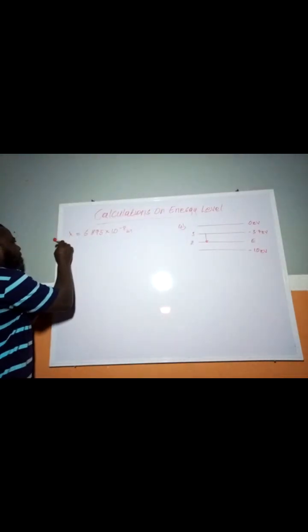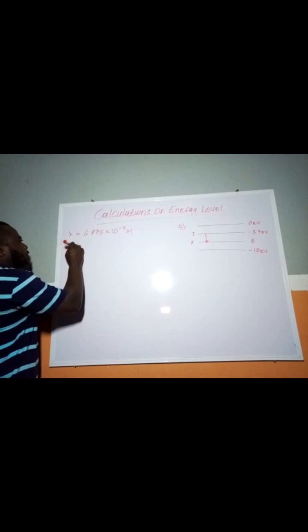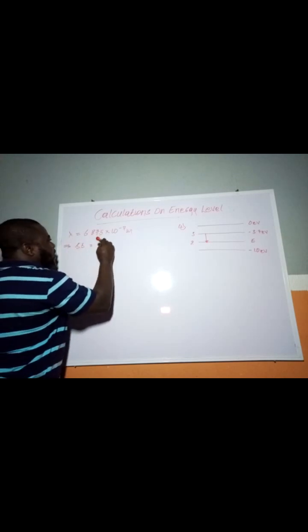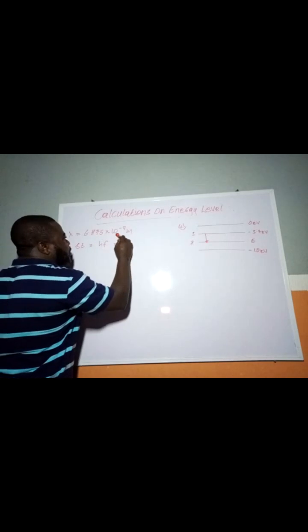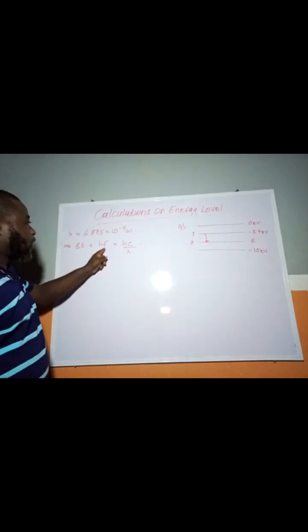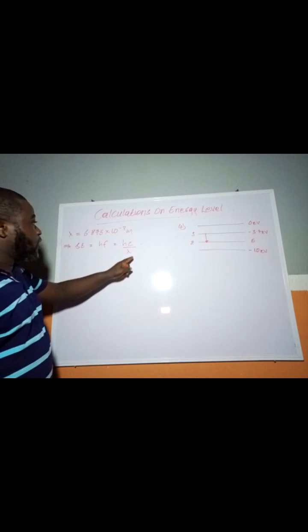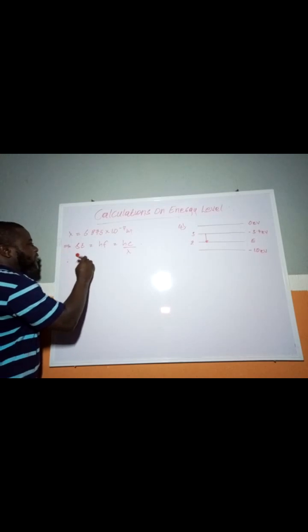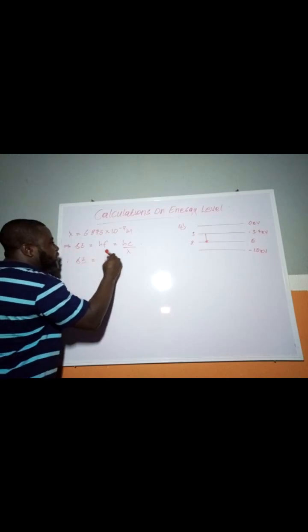What will come to your mind first? Change in energy should be equal to hf, which is also equal to hc over lambda. You can see from that question, frequency is not given, but the lambda, which is the wavelength, is given. Therefore, I can have my change in energy to be equal to hc over lambda.